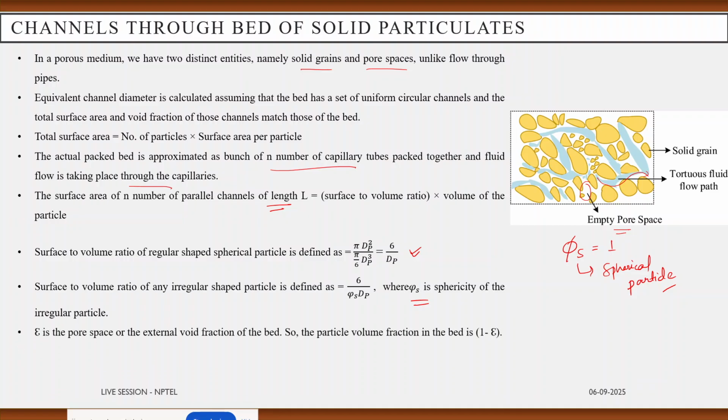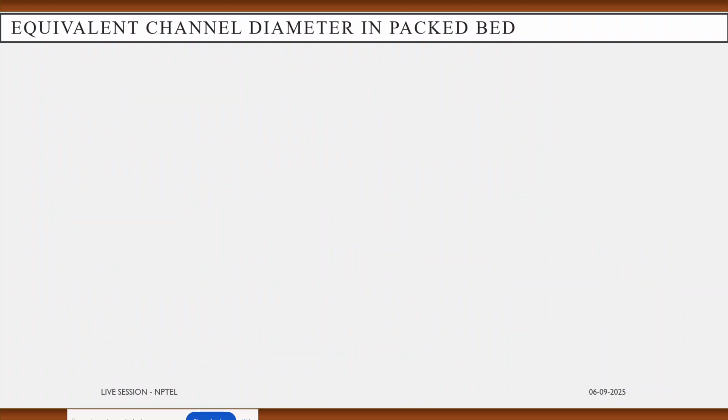So here comes the porosity, which is denoted by this symbol. This porosity, or pore space, is of the bed, so the particle volume will be 1 minus this porosity. Thus the void volume in the packed bed is equivalent to the total volume of n number of channels in the bed. Now we are going to derive the equation for equivalent channel diameter.